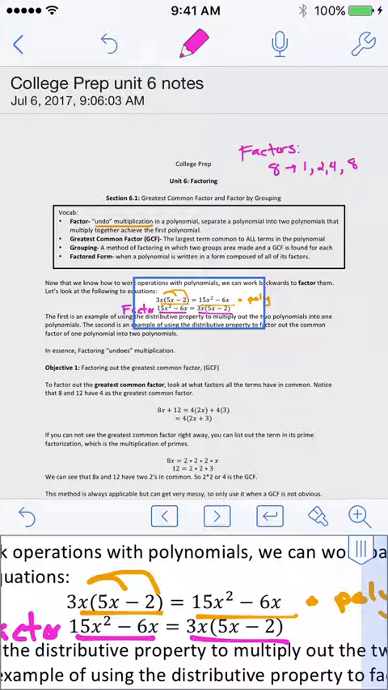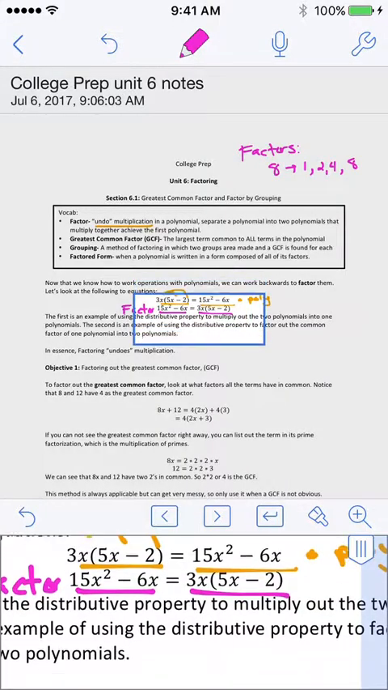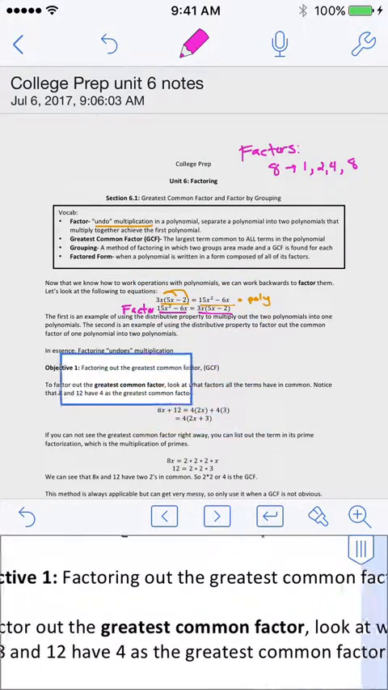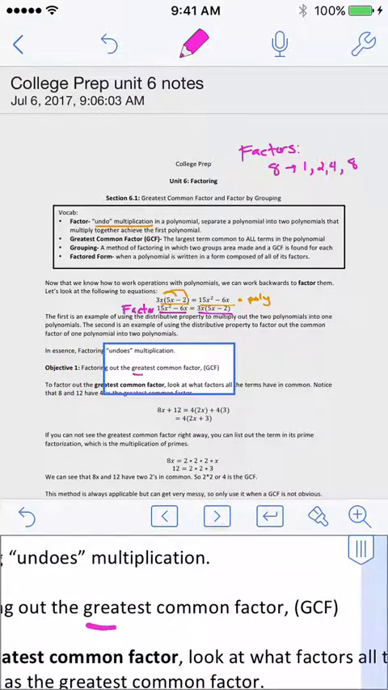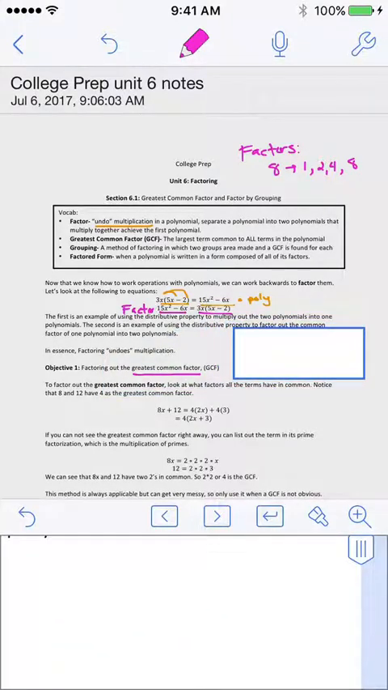Okay. Now what we did here, the second pink example here, that's what we call greatest common factor. Okay, so that's the biggest thing that they had in common. That's what we're going to do in Objective 1 here. We're going to take a look at some polynomials, and we're going to find what they have in common. What's the biggest thing they have in common? Whether it's a variable, a number, or a coefficient, or both. We're going to find out what they have in common throughout their terms, and we're going to take it out. That's the idea.